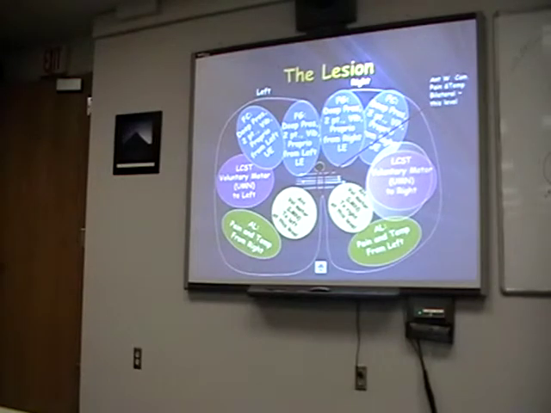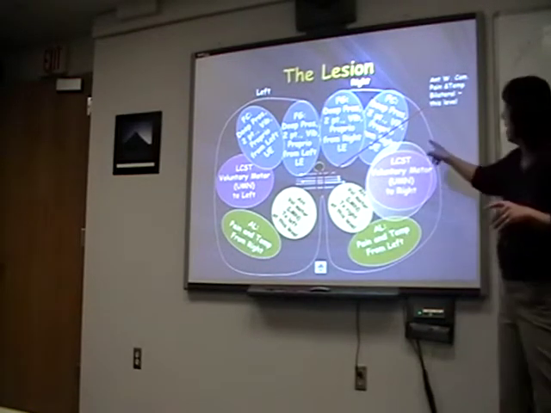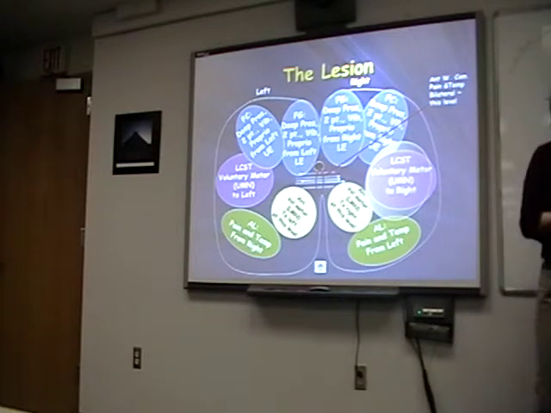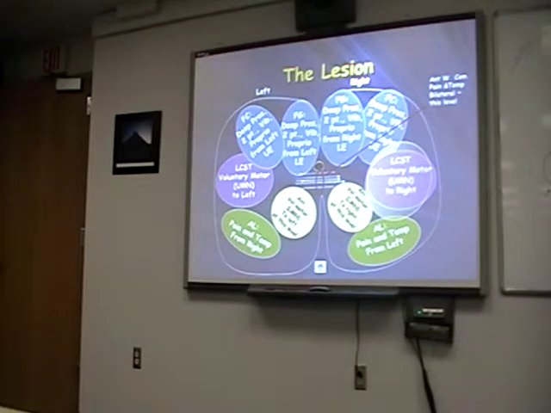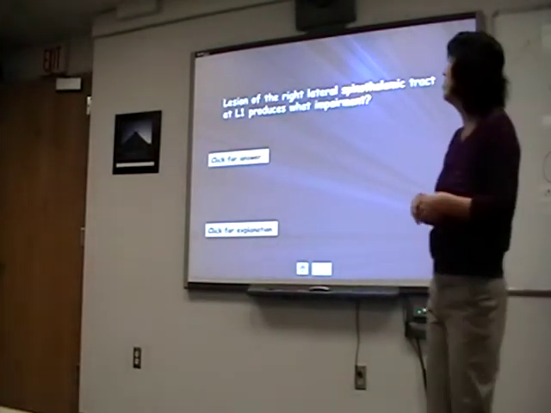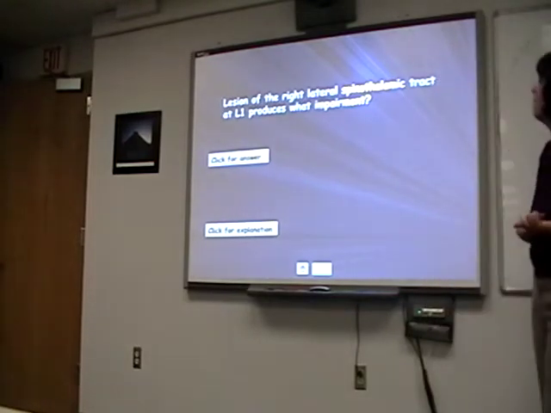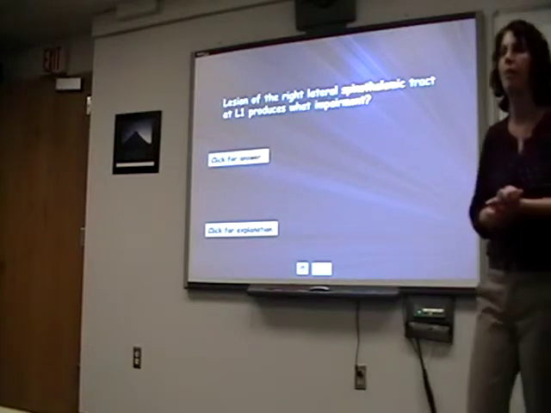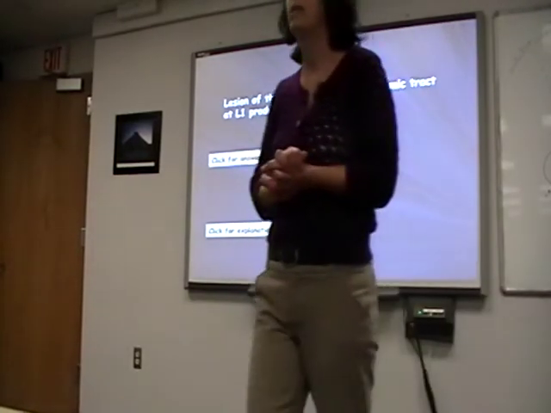So here's the cross-section of the spinal cord. Again, we've gotten the right lateral corticospinal tract. All right. Are we good? We're going to go on this easy, and then we'll get into some cases. These are easy. Let's try this one. Lesion of the right lateral spinothalamic tract at L1. We're being consistent now. We've gotten a different tract. So I'll give you a couple minutes.